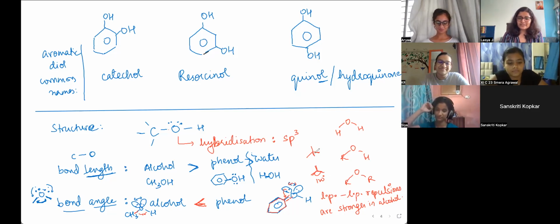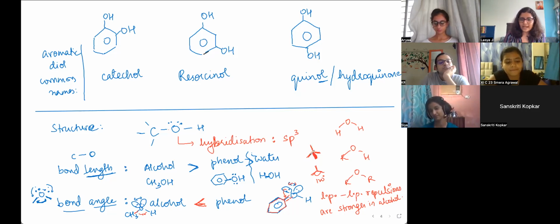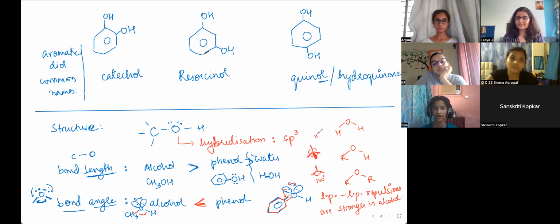Okay, so sp3 is a tetrahedral thing. It kind of looks like this. This one will be in front and these two are at the back, and then you have one here. So the bond angles in all the 4 cases are somewhere around 109.5.